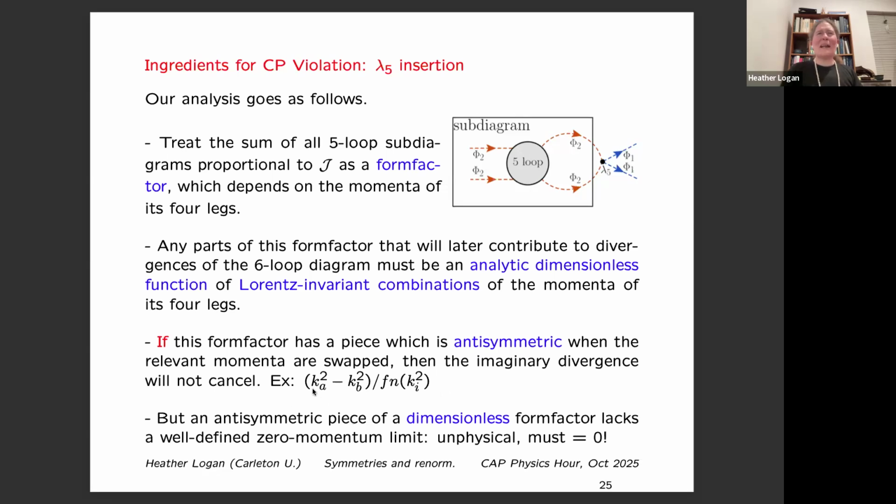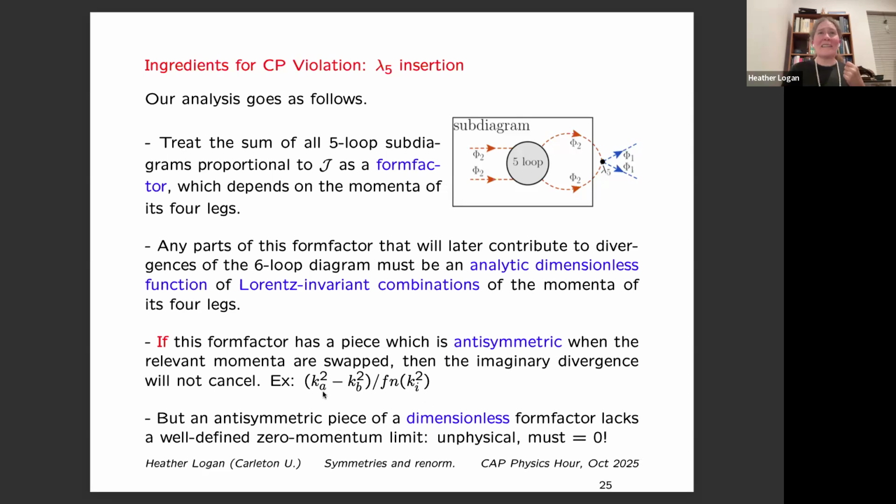But you can think about what happens when you start taking momenta to 0. This form factor has to be physically well defined at 0 momentum, right? Because it's a scattering process. If you take the Ka's to 0 first, you get something which is minus KB squared over basically some function of KB squared. If you take KB to 0 first, you get something which is Ka squared over some function of Ka squared, okay? Those two things are not the same. If you take the limits in one order versus the other order, you get a different result up to a minus sign.